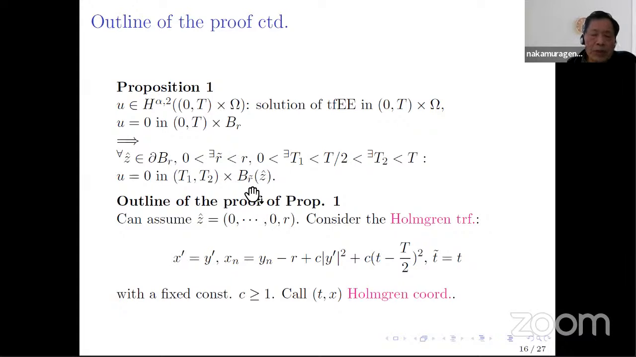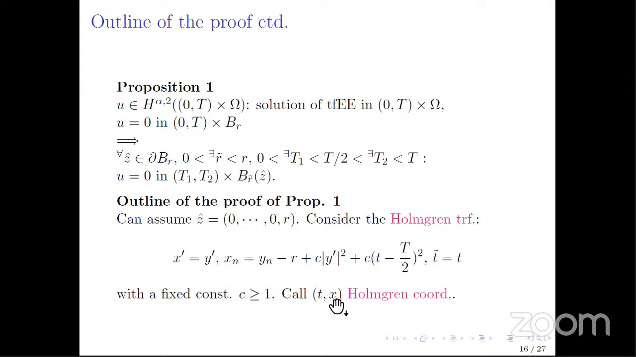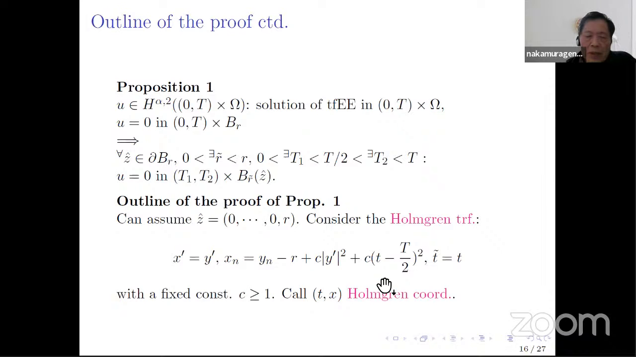So I will next show you the outline of the proof of this Proposition 1. First, without loss of generality, we can assume that the Z hat is given in this form. Now consider the Homogeneous transformation, which is given in this form. Here C is a constant, and we will fix this constant. C will be larger or equal to 1. This Tx will be called a Homogeneous coordinate.